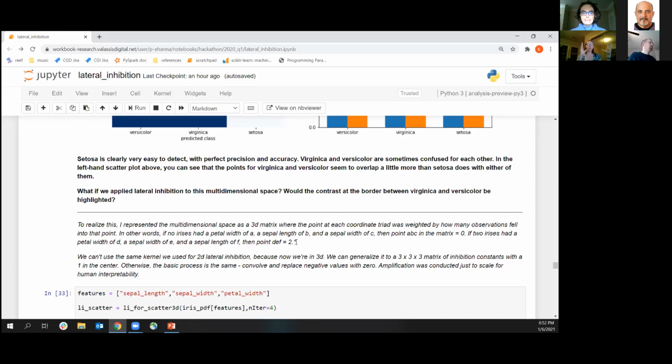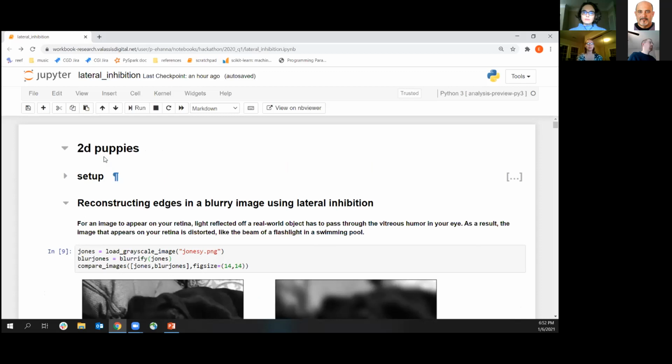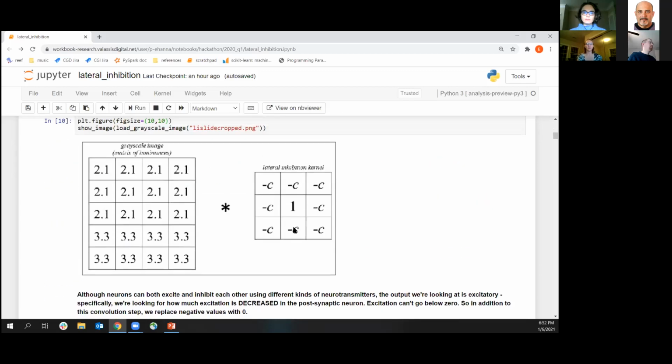So we've got that first thing that corresponds to the image. We've just made it in 3 dimensions here. And we can't use the same exact kernel we used for 2D lateral inhibition because we're in 3D now. So if you remember up at the tippy top, it only needs to have the same number of dimensions as the input image. And now this is 3D, we need a 3D kernel. So essentially you can generalize this to a 3x3x3 kernel of negative C's with, at the very center, the 1 again.